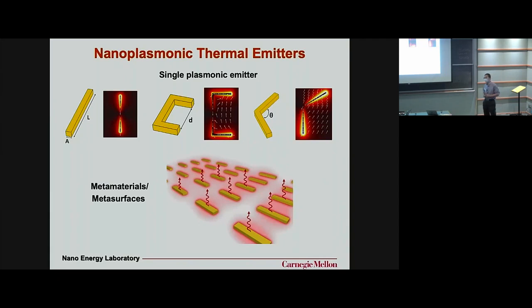For example, if I give you one nanoparticle or nanowire, we want to know, what's the maximum thermal energy we can have from those nanoplasmonic emitters, with different geometry, with different material. Once we have a better understanding about the thermal emission from the nanoplasmonic structure, we could further design and control the overall thermal emission from the metal material or metal surface consisting of those nanoplasmonic emitters.